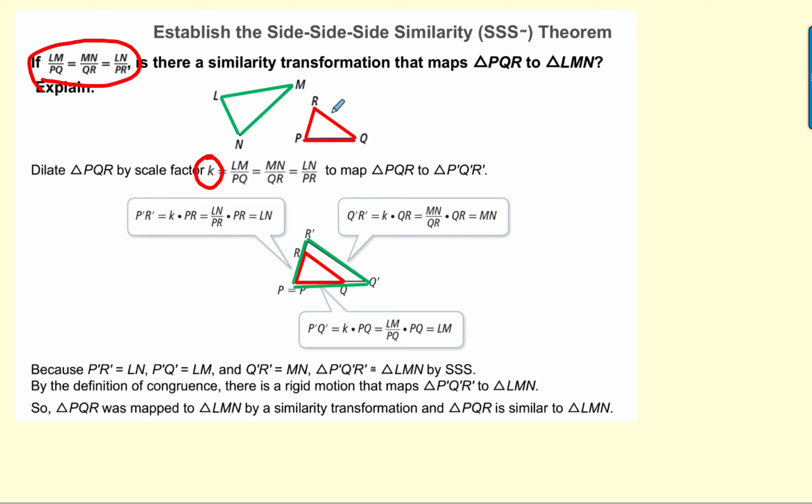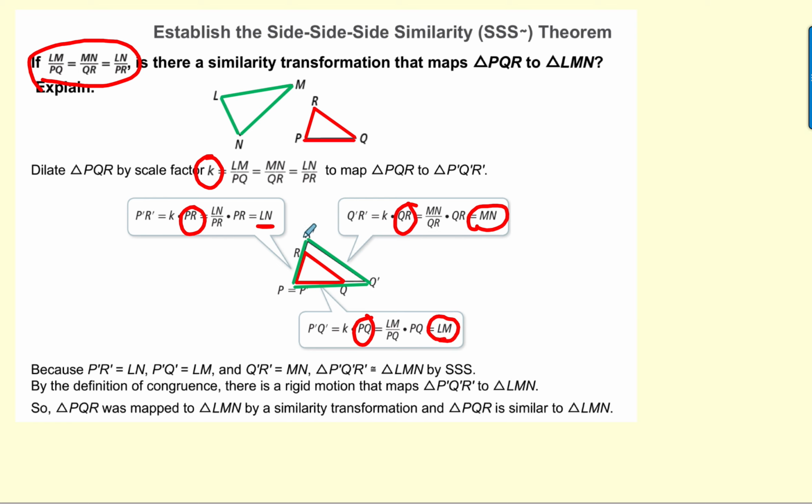What we're going to do is take the little triangle, take PR, and multiply it by K to make it longer, so that it matches LN, this side right here. And then we're going to take QR and multiply it by K to make it longer, and it'll now be as long as MN right here. Then we'll take PQ times K, it'll make it longer, and it'll be as long as LM.